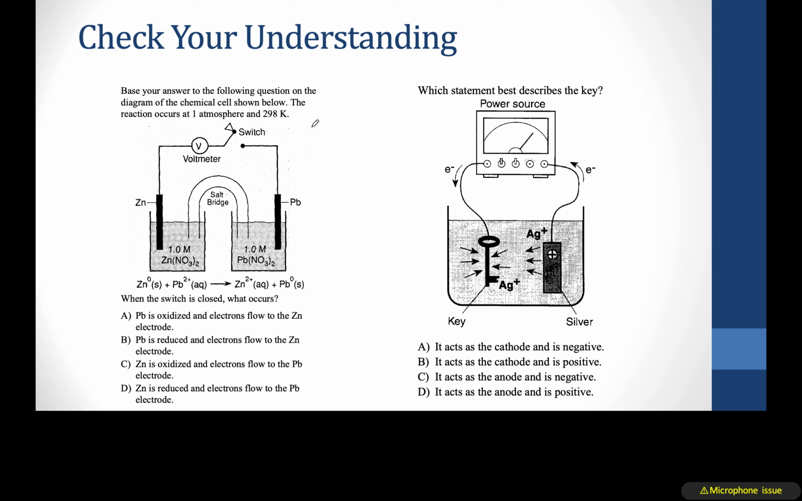Base your answer to the following question on the diagram of the chemical cell shown below. The reaction occurs at 1 atmosphere and 298 K. Okay, so here's our reaction, here's our cell. It says, what happens when the switch is closed? So let's just figure out some stuff about this.